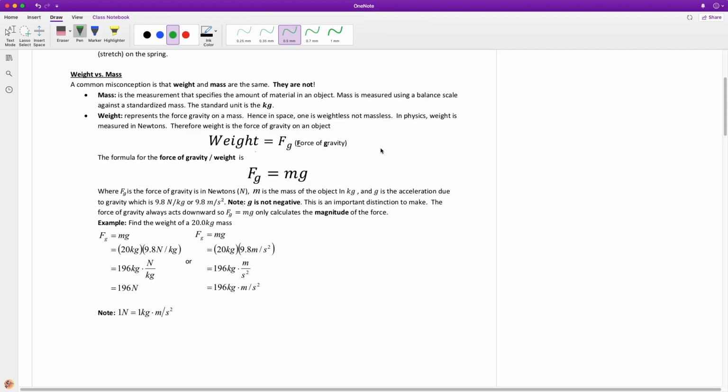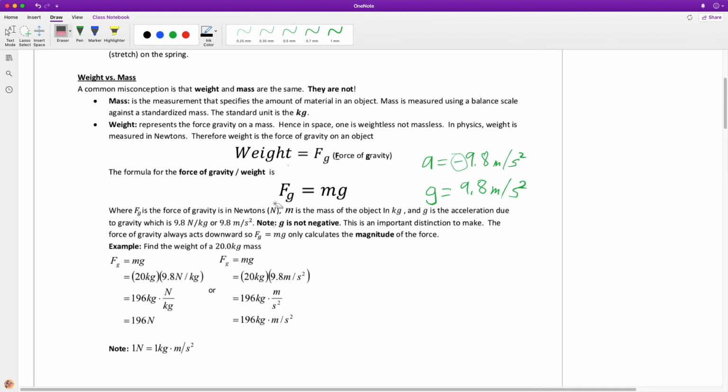In kinematics, we refer to acceleration due to gravity as negative 9.8 meters per second squared. The negative implies that it's going down. Whenever we use the symbol little g, that actually just refers to the magnitude of gravity, which is just 9.8 meters per second squared. Because this here is just a measurement for the magnitude of the force of gravity. We'll talk about how to deal with the directions a little bit later.